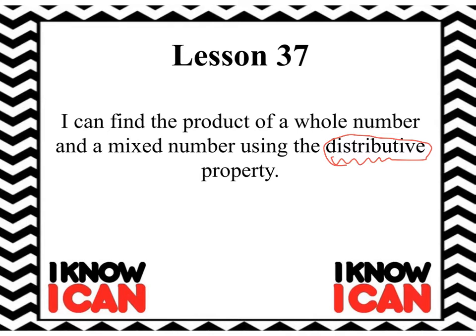So, for example, if we want to see a problem like this, 3 times 4 and a half, and we use the distributive property, we are going to be taking this 3 and saying 3 copies of 4 and 3 copies of a half. So what does that look like? Well, it looks like this: 3 times 4 plus 3 copies of the half, and then we just multiply them.